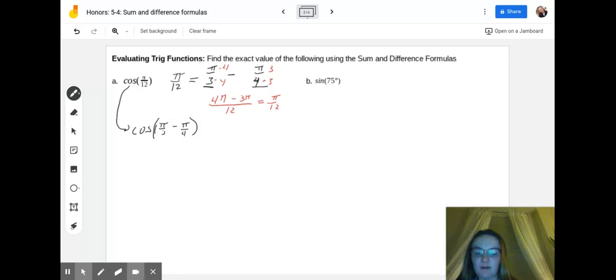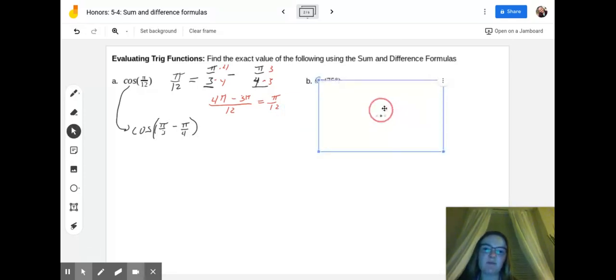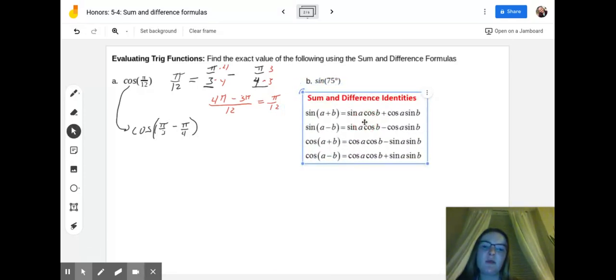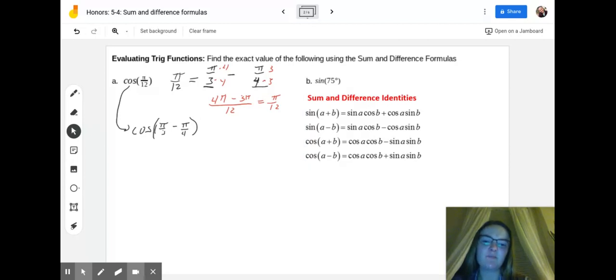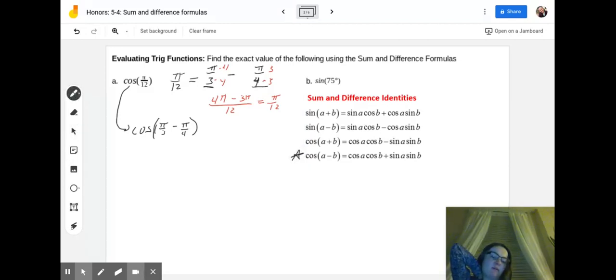Now I want to apply the sum and difference formulas. I'm going to keep them right next to me for my reference. The one I want to use is this one right here, because I have a difference. It says cosine of A minus B is equal to cosine A cosine B plus sine A sine B. So I'm going to interpret pi over 3 as being A, and I will interpret pi over 4 as being B. Let's rewrite this.